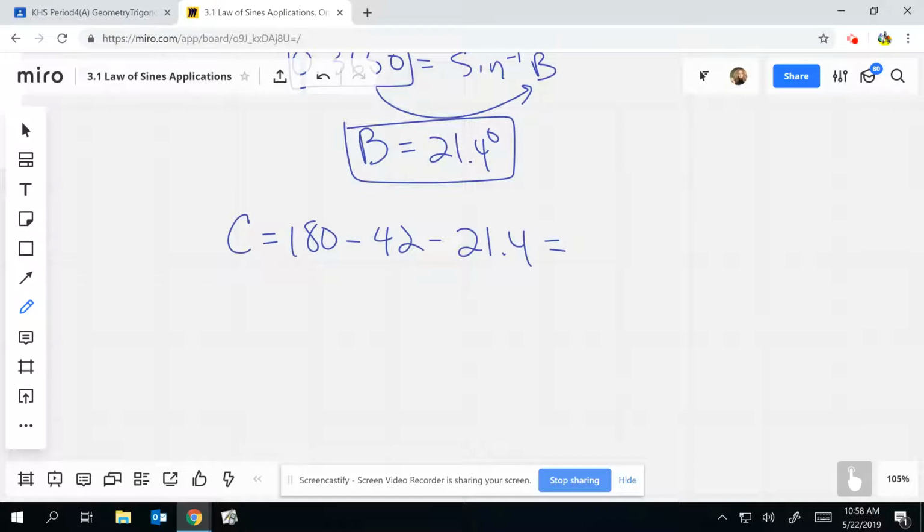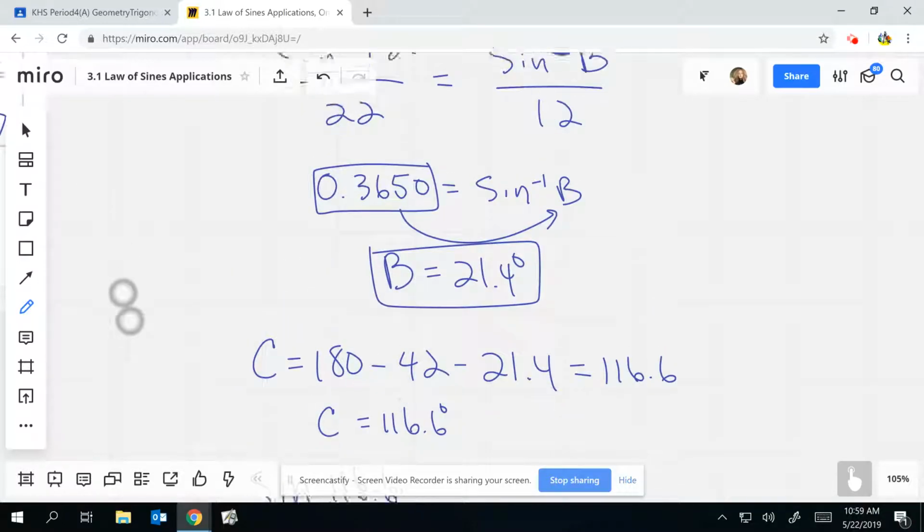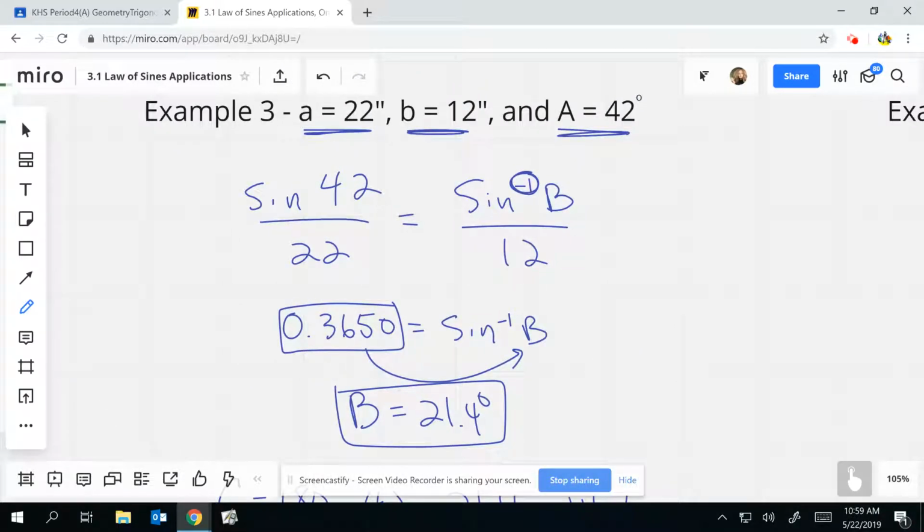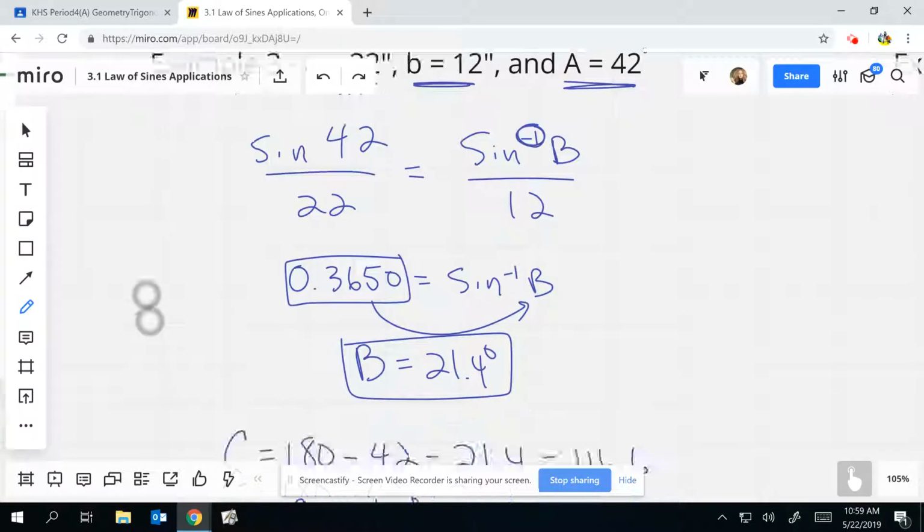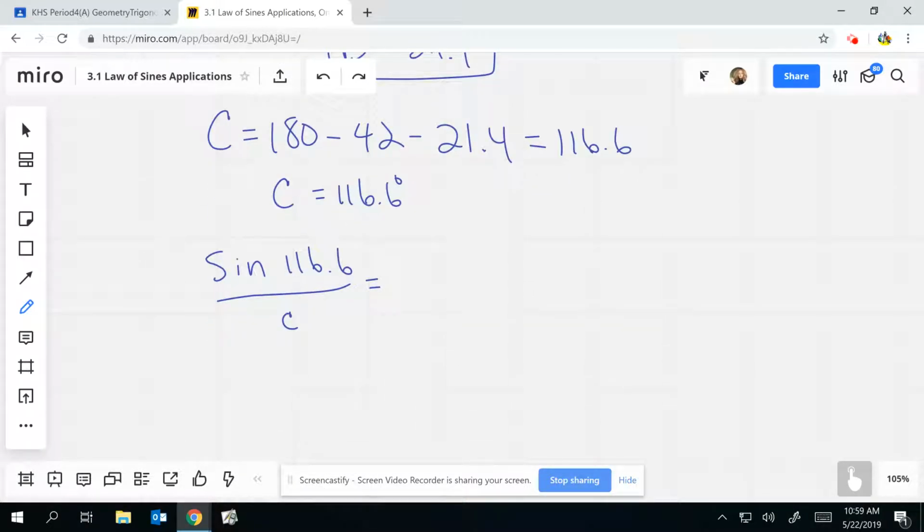So 180 minus 42 minus 21.4, you get 116.6 for C. So that's your angle C. So you're going to be able to use that in your law of sines. Sine of 116.6 over little c. We need to find little c. The original fraction they gave us was right here, sine of 42 over 22. Use that one, because that one you know is true because of what they gave you in the problem. So sine of 42 over 22.